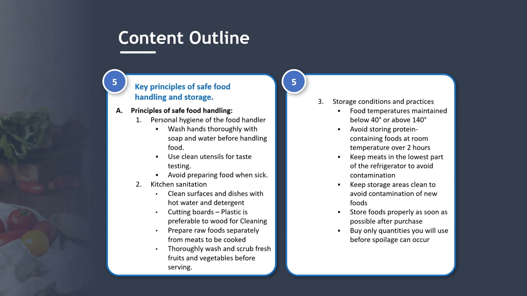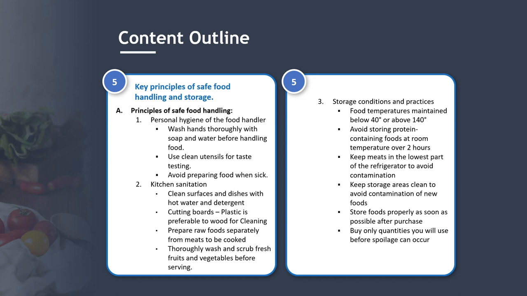Second, kitchen sanitation. Clean surfaces and dishes with hot water and detergent. For cutting boards, plastic is preferable to wood for cleaning. Prepare raw foods separately from meats to be cooked. Thoroughly wash and scrub fresh fruits and vegetables before serving.